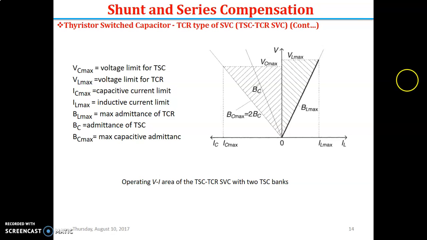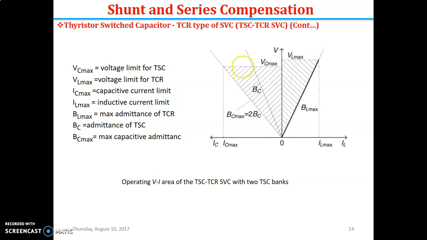So, here we can see that this is the admittance curve. We know the rating of the TSC is a little below the TCR rating, so we are getting here VC max slightly less than this VL max. Now we can see the current IC, that is capacitive current, on the left side of the x-axis, and IL, that is inductive current, on the right side of the x-axis, and voltage on the y-axis. So you can choose here the compensation level depending on the amount of current you are passing through, and that will depend on the voltage rating of the supply.